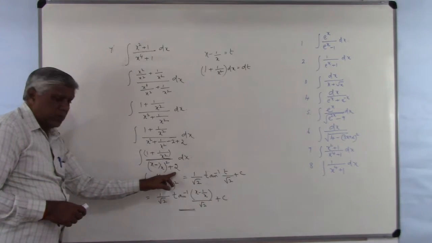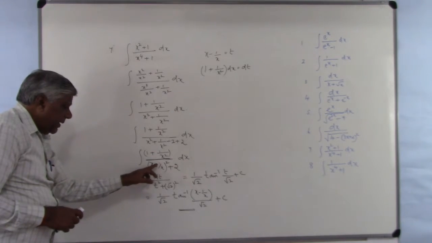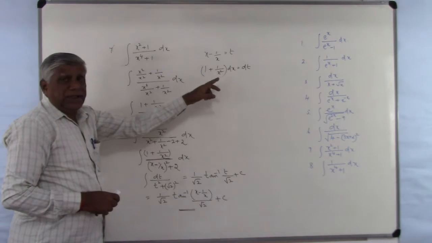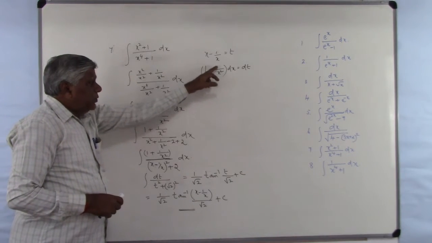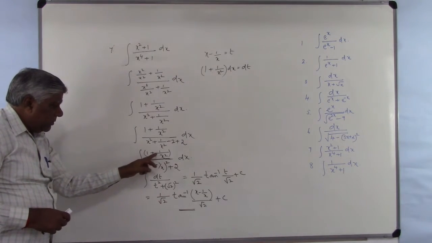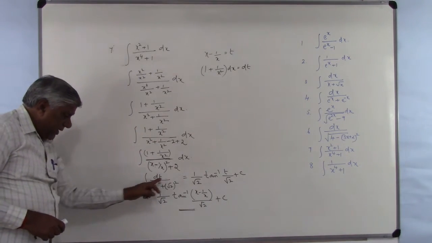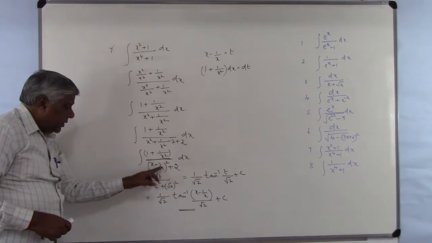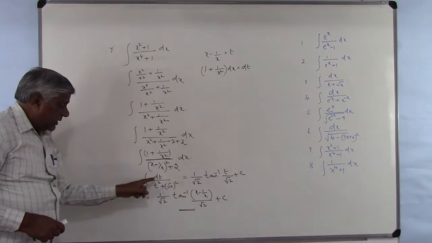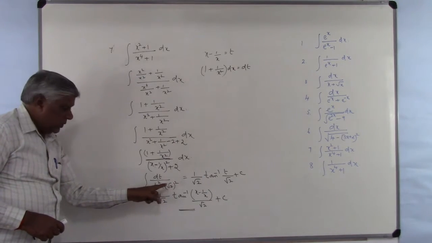Now I am writing like this: integral, I am putting x minus 1 by x is equal to t. When we differentiate this, 1 plus 1 by x square into dx will be equal to dt. That is what we have written here. 1 plus 1 by x square into dx is equal to dt. Integral divided by, this becomes (x minus 1 by x) whole square, and x minus 1 by x is t. So it becomes t square plus this 2, I am writing like this, root 2 whole square.